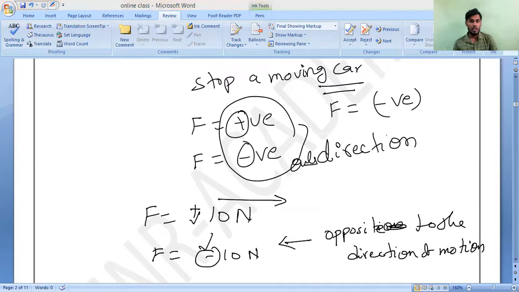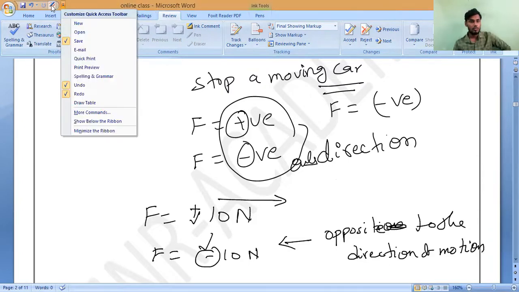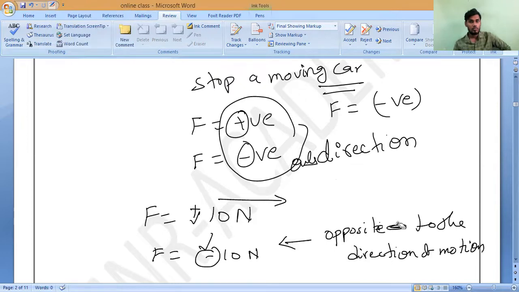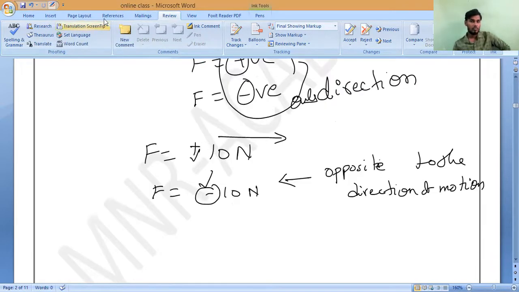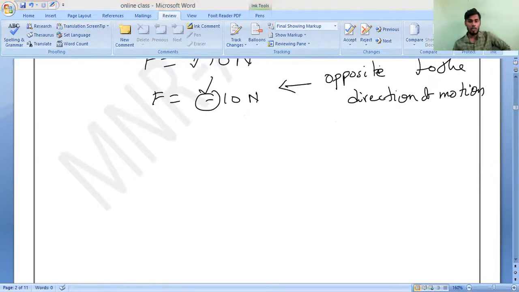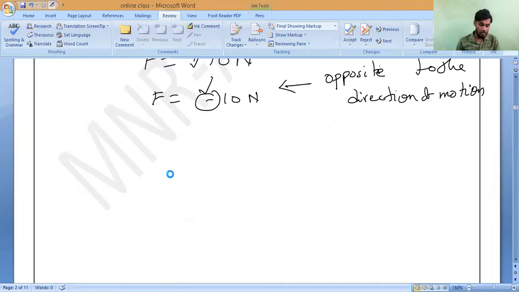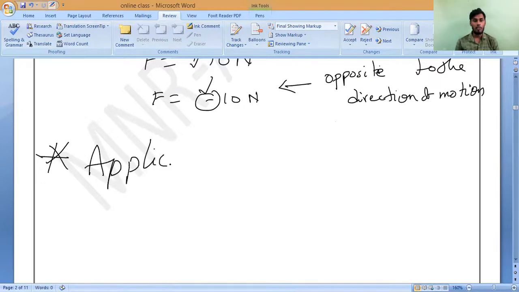Is it okay? Note it down, all of you. A very important thing. Any doubt to ask me? No, sir. Next, if you don't have any doubt, note it down: the next concept we are going to study is applications of Newton's second law of motion.